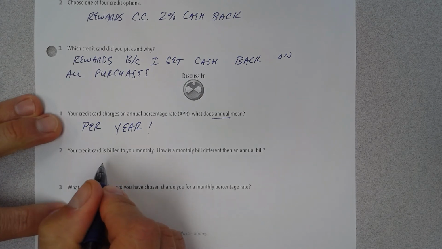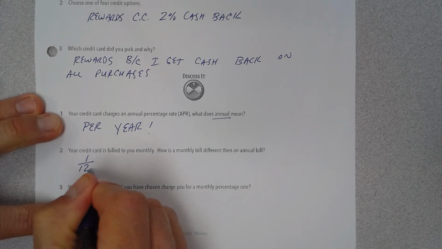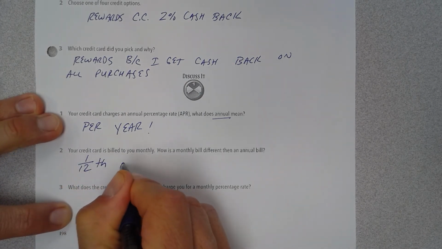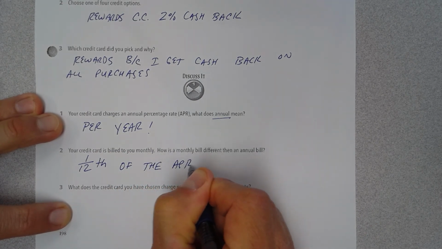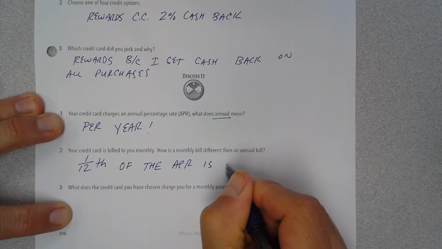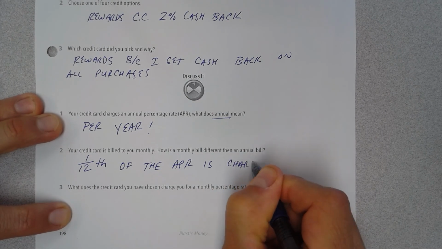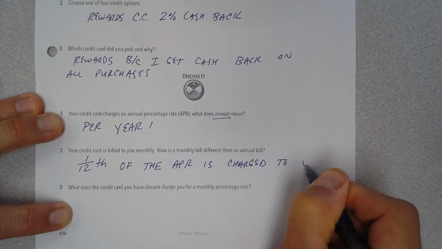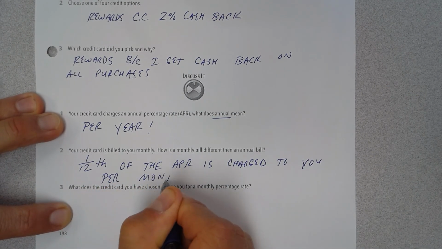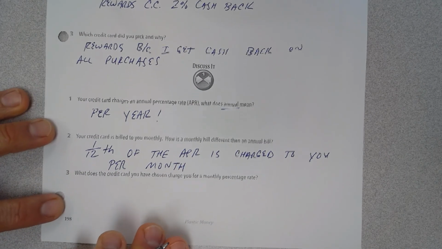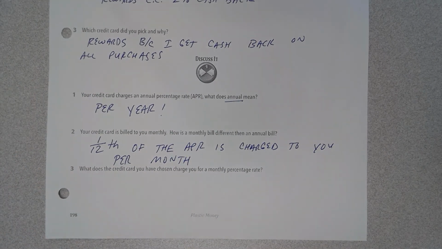The monthly bill means that 1/12 of the annual interest rate, the APR, is charged to you per month, which means we are going to get monthly bills, whether that's electronic or paper bills.